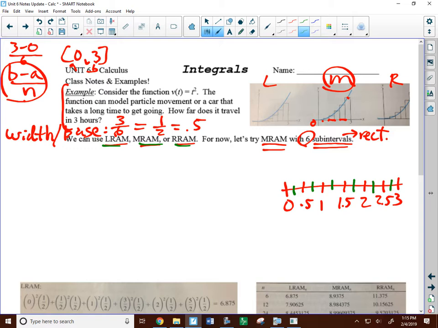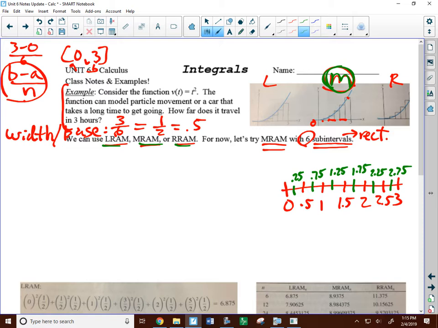So here are the values I'm going to need. In between 0 and 0.5, halfway, is 0.25. Halfway between 0.5 and 1 is 0.75. So now for the green, I'm really just adding 0.5. The next one is 1.25, then 1.75, then 2.25, and 2.75. If I was doing left and right RAM, I would only use the red. If I'm doing midpoint RAM, I need the midpoints, so I'm using the green. Okay, and now we're ready to do the rectangles.